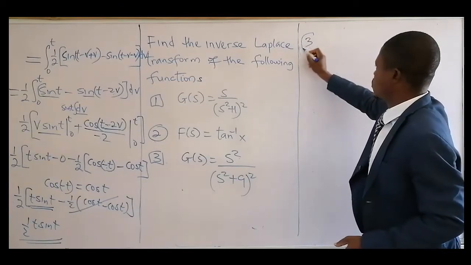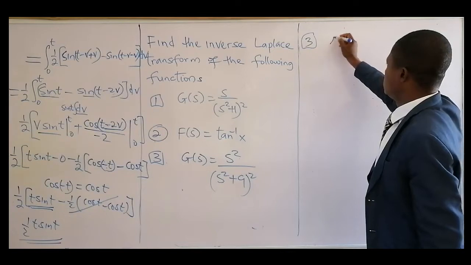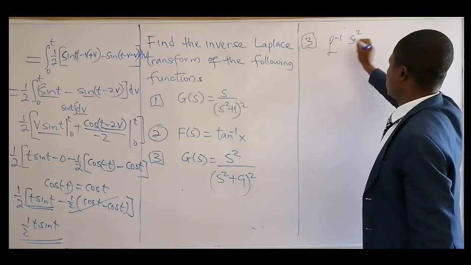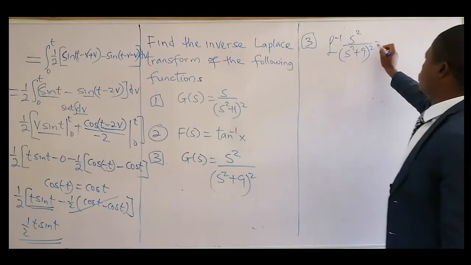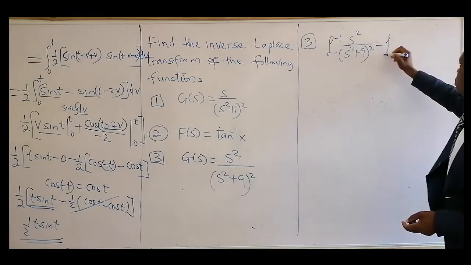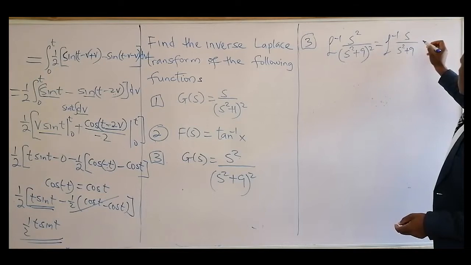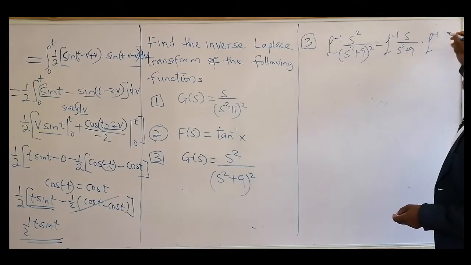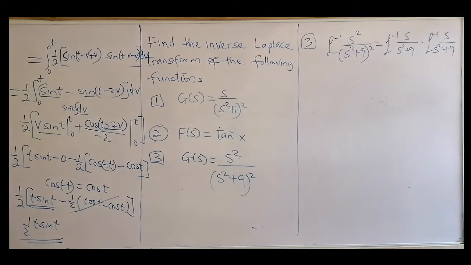Question 3. We are looking for the inverse of s squared over s squared plus 9 squared. For this question, we are going to split it into two parts and use the convolution method, because it is a product of two items. That will be the inverse of s over s squared plus 9, times the inverse of s over s squared plus 9. Convolution is the fastest way to solve this question.